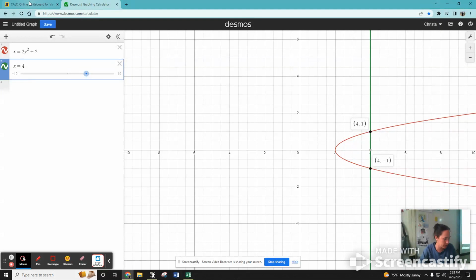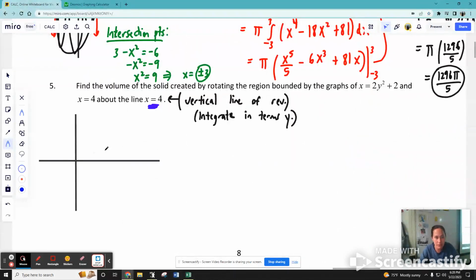Okay, so I'll go back and transfer this to our graph. This thing is shifted over a bit, right? And it opens to the right. Here's x equals 4, and you've got this expression that we just graphed. So we graphed x equals 2y squared plus 2.